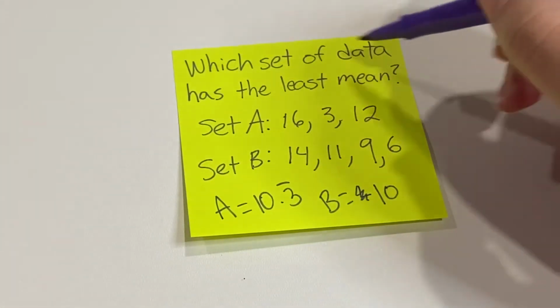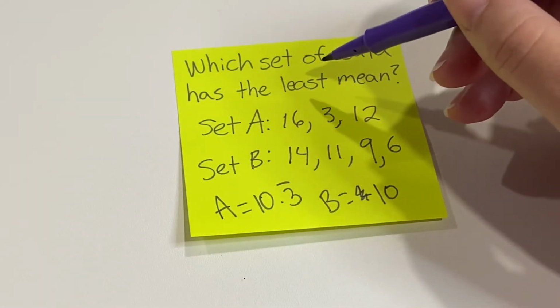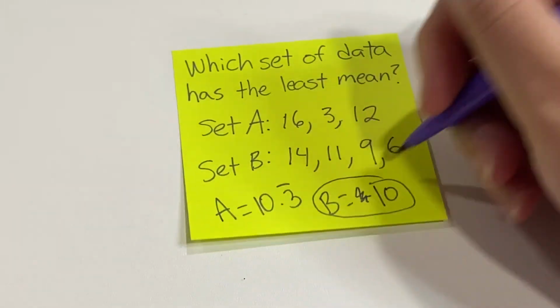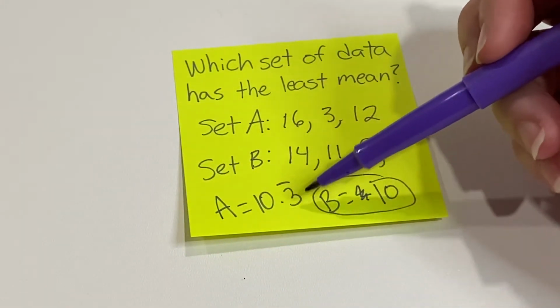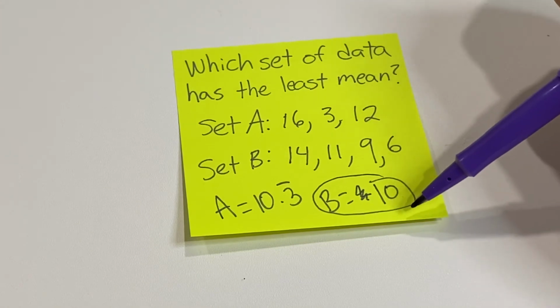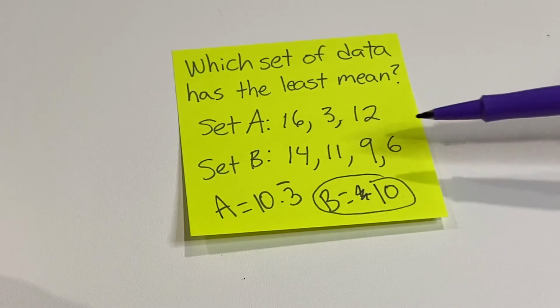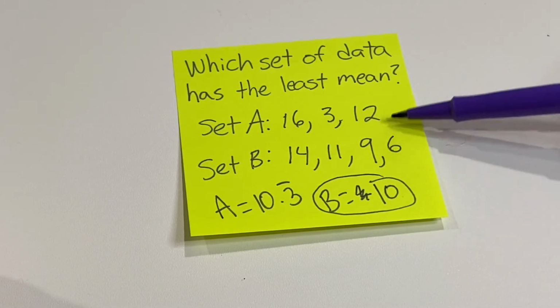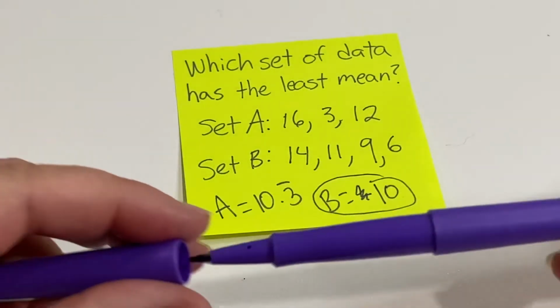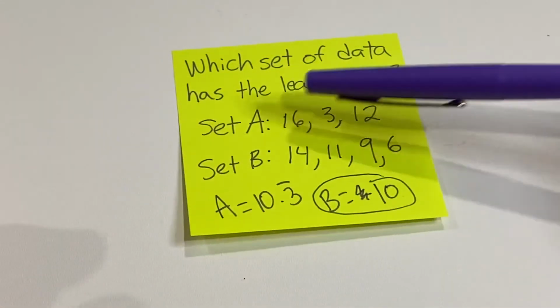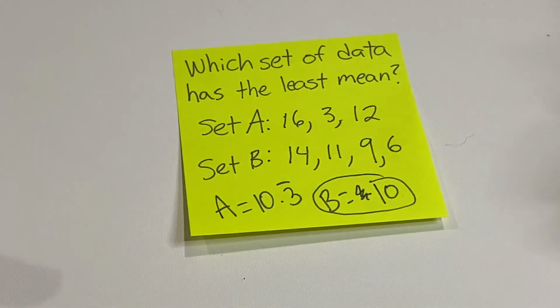And it says which set of data has the least mean. So B is 10, which is lower than 10.3. So we know that set B would have the least mean. So that's what you do, you're just looking at the different sets. There could be 3 sets, there could be 4 sets. And within the sets of data, they may or may not have the same number of data points. So that is what you do.